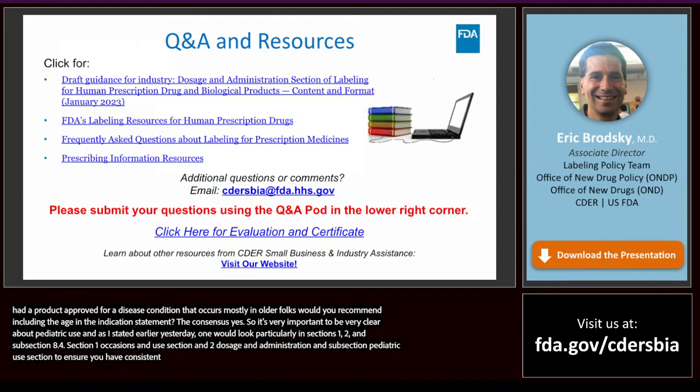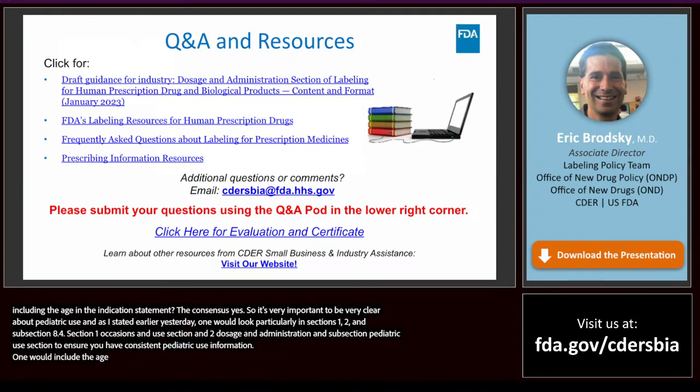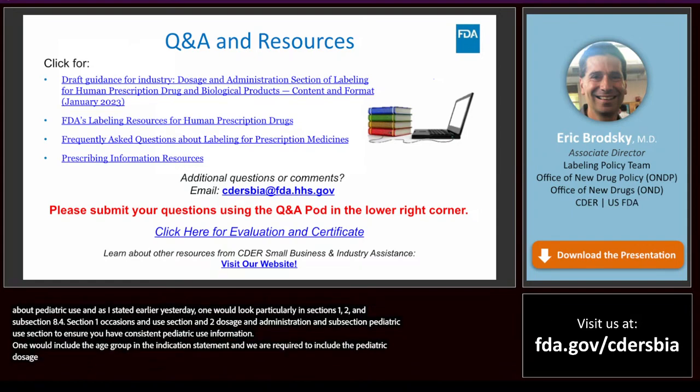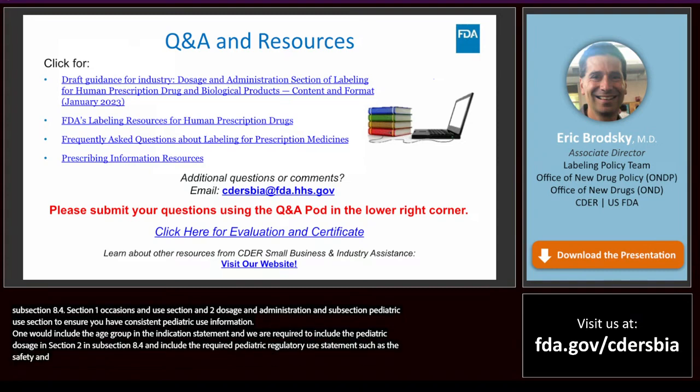So in this example, one would include the pediatric age group in the indication statement, and we are required to include the pediatric dosage in section 2. In subsection 8.4, we would include the required pediatric regulatory use statement, such as the safety and effectiveness of drug X has been established in pediatric patients, and you can name the age, for indication Y. Thank you.